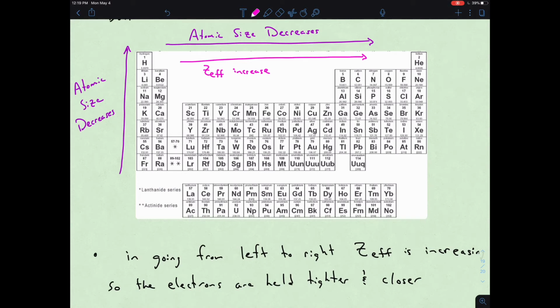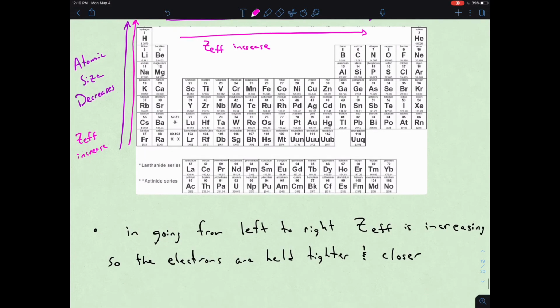And we see the same with the notion of going from bottom to top. So there's that relationship again with that hold on electrons. In going from bottom to top, still the same idea with Z effective.